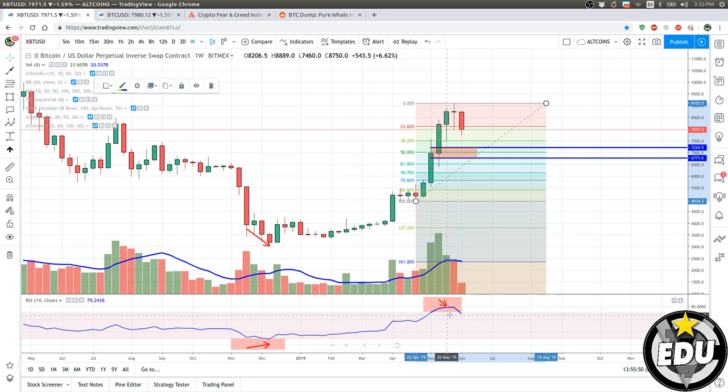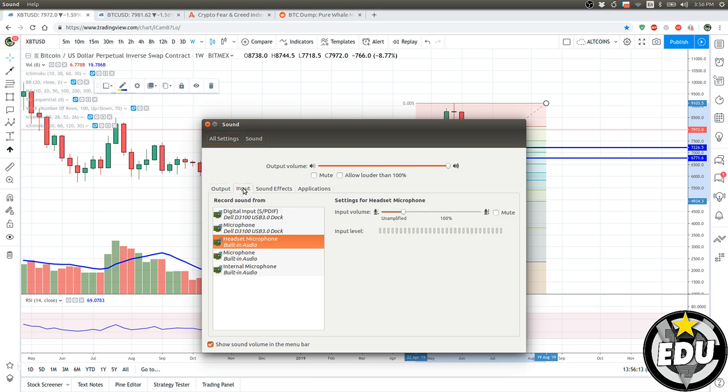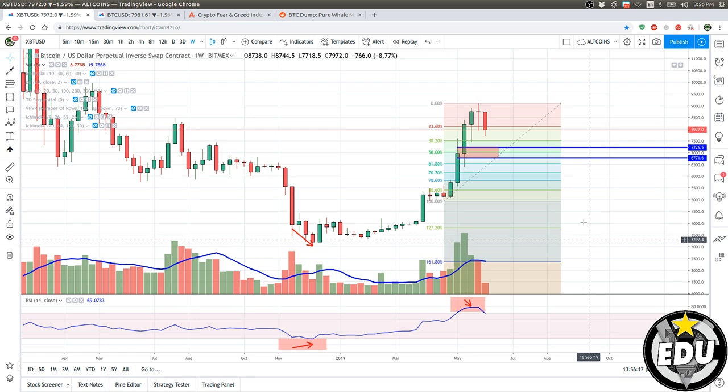And also, my oscillator RSI is dropping tiny below the 70 level. Okay, dropping below the 70 level. Let me check volume here. Is it all right? Yes, my volume is good. Won't be bad, won't be bad.